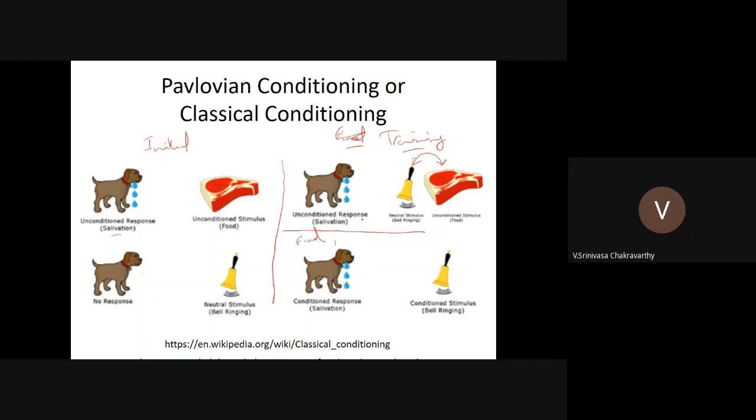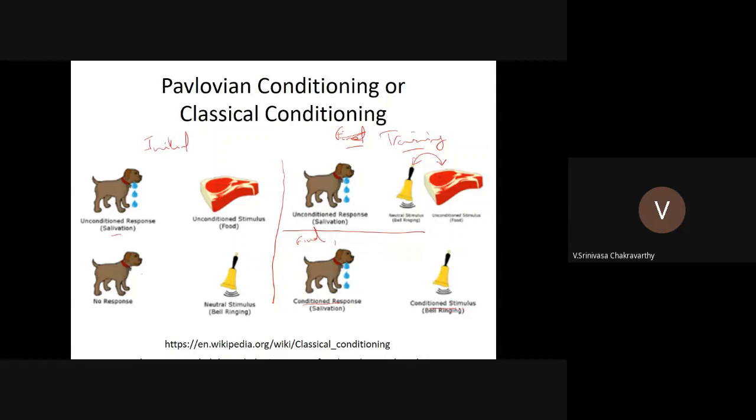So salivation to the food is the unconditioned response. The response to the bell is called a conditioned response because this response was not there originally. It was something that was learned by the animal because of this specialized kind of training. And the bell stimulus is called a conditioned stimulus because it's not the original stimulus. It's a special stimulus which has become important, which is able to elicit a response because of the pairing with the meat. The meat is called the unconditioned stimulus, and the bell is called the conditioned stimulus.